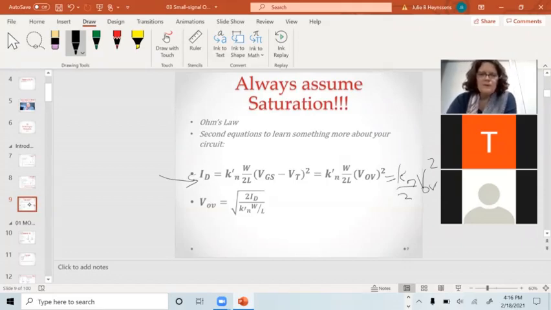In that form right there, I can solve for V over voltage, and I can get V over voltage from ID. So if I know the size of the transistor and I know ID, I've got V over voltage, I've got VGS. If I know VGS and the size of the transistor, I know ID. If I know ID and VGS, I can pick the size of my transistor.